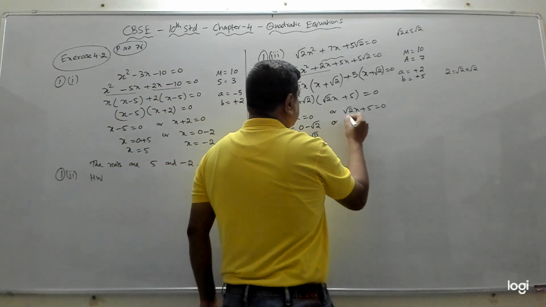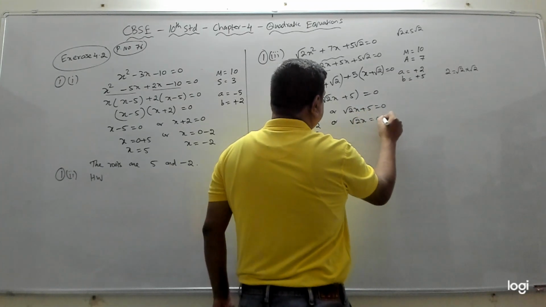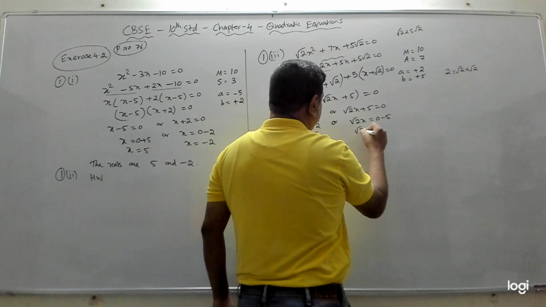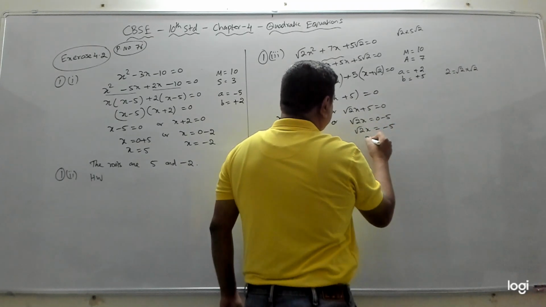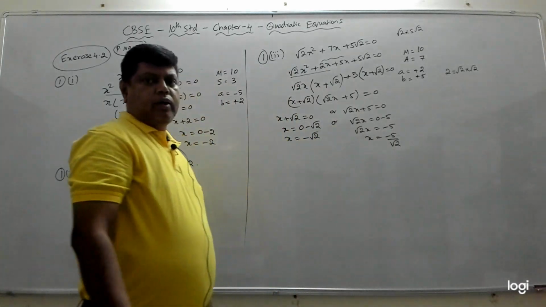Or we will have to solve this also. Root 2x equal to 0 minus 5, which means root 2x is equal to minus 5. So x is equal to minus 5 by root 2.